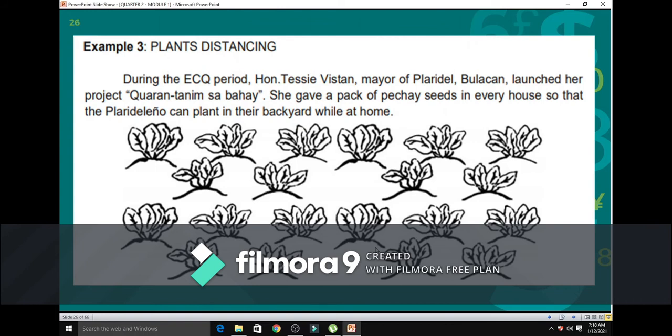So, sabi dyan, during the ECQ period, Honorable Tessie Vistan, Mayor of Plaridel, Bulacan, launched her project Warantanim sa Bahay. She gave a pack of pechay seeds in every house so that the Plarideleño can plant in their backyard while at home. So, may project si Mayor. Anong project niya? Warantanim sa Bahay. Nagbigay siya ng pack of pechay seeds sa bawat bahay sa Plaridel, para daw maitanim nila sa backyard habang sila ay nasa bahay kasi nga naka-quarantine.